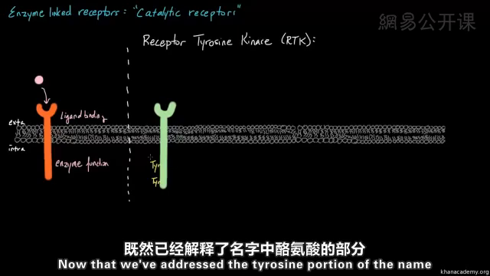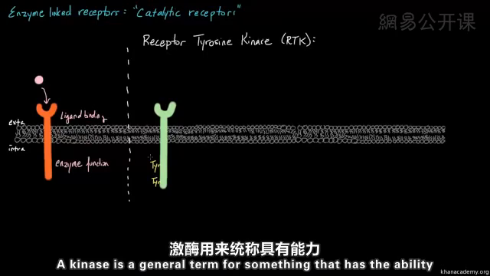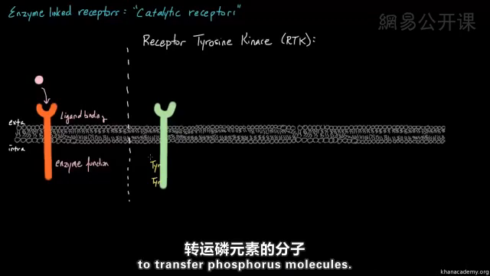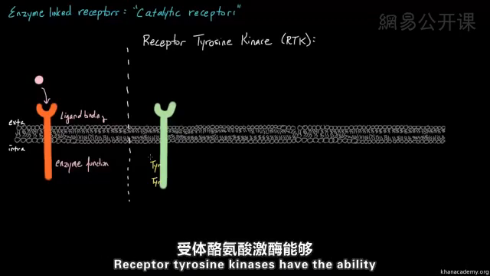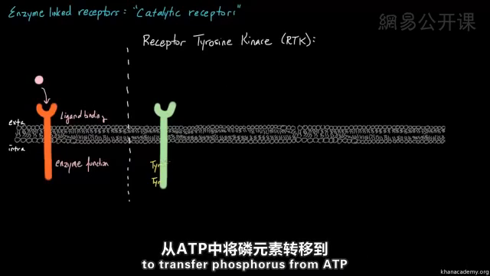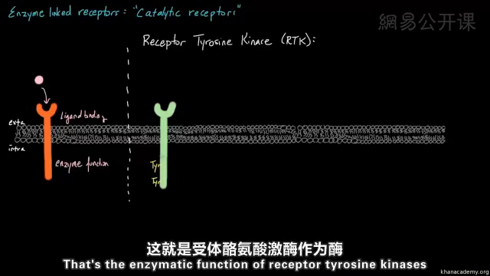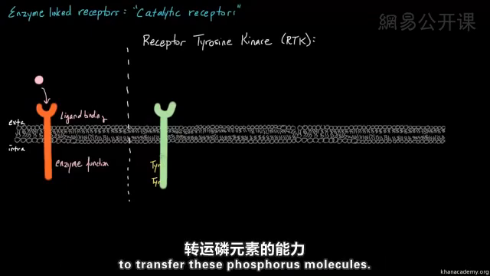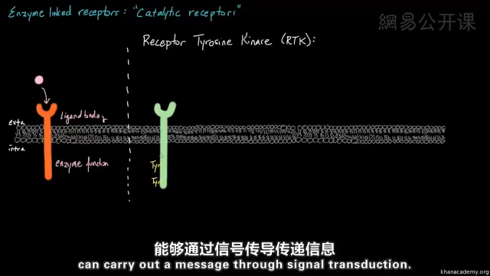So now that we've addressed the tyrosine portion of the name, what do you suppose a kinase means? Well, a kinase is a general term for something that has the ability to transfer phosphorus molecules, usually from a high-energy substance like ATP. So receptor tyrosine kinases have the ability to transfer phosphorus from ATP to intracellular proteins, which activates them. That's the enzymatic function of receptor tyrosine kinases, to transfer these phosphorus molecules. These proteins, which are now phosphorylated, can carry out a message through signal transduction.